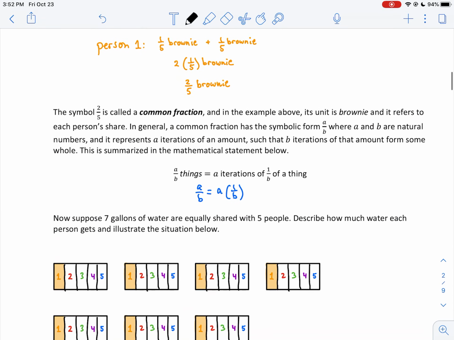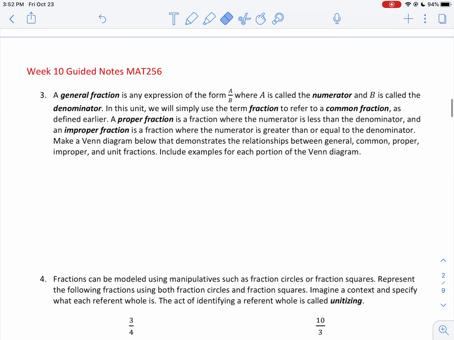So back up to what common fraction was. A common fraction, it was this sentence right here. A common fraction is A over B, or A bths, where A and B are natural numbers. And so I don't have to keep saying common fraction, common fraction. When I just say fraction in this unit, I'm referring to this, a common fraction. It has to be a fraction where the numerator and denominator are counting numbers, are natural numbers.